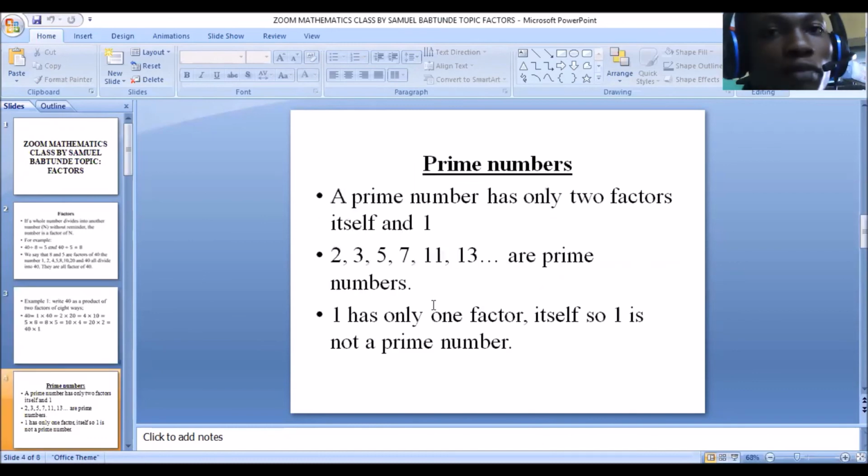And then we talked about prime numbers. We say prime numbers are numbers that have only 2 factors, themselves and 1. So they are only divisible by 1 and themselves. And we say 1 is not a prime number because it has only 1 factor, which is itself. And we gave the prime numbers: 2, 3, 5, 7, 11, 13, and so on.